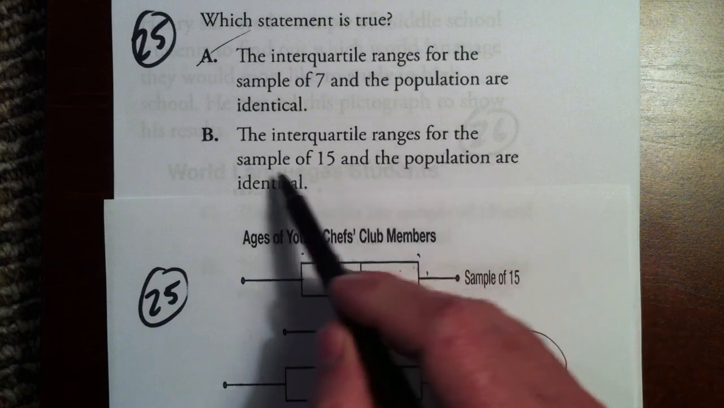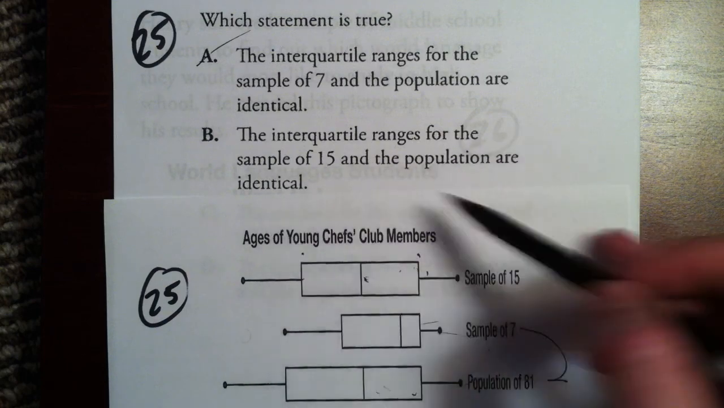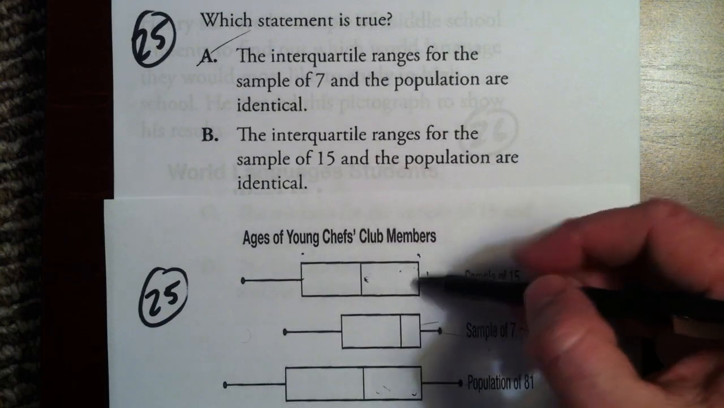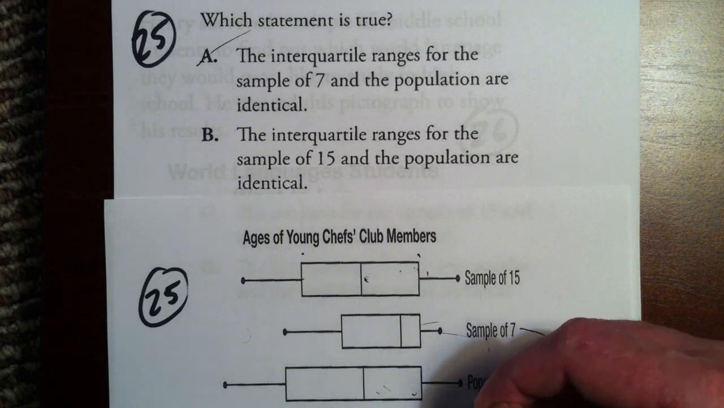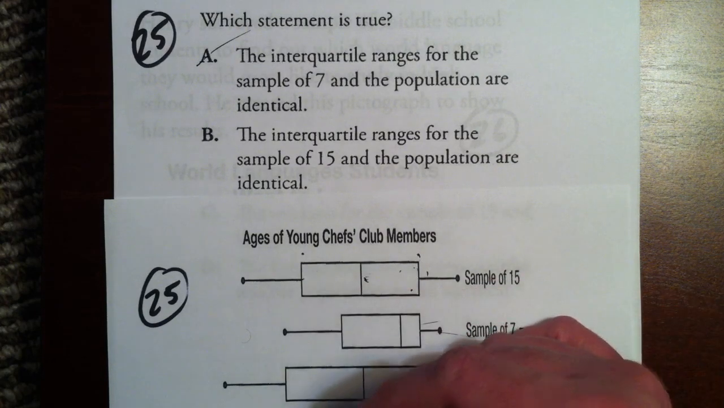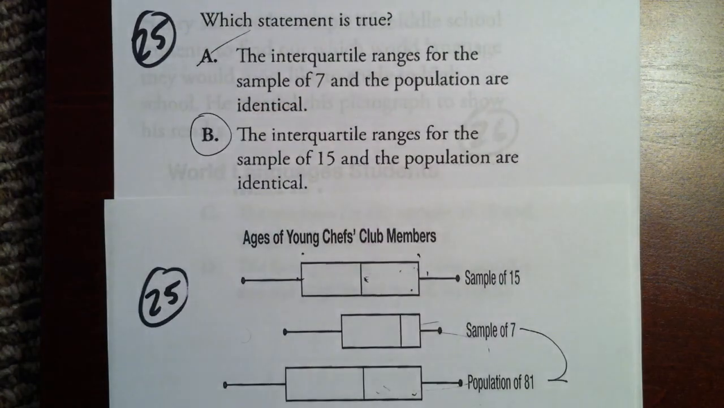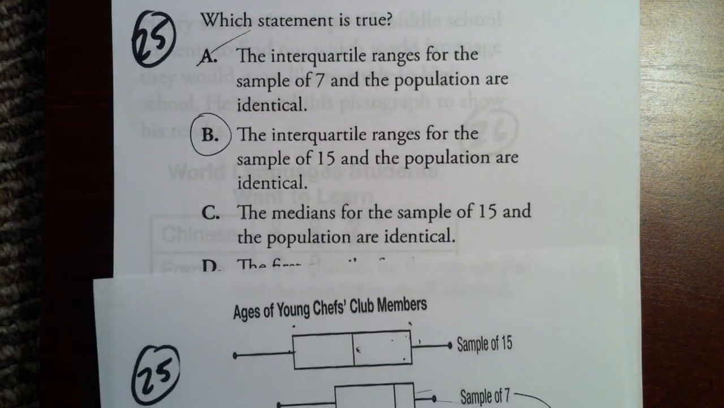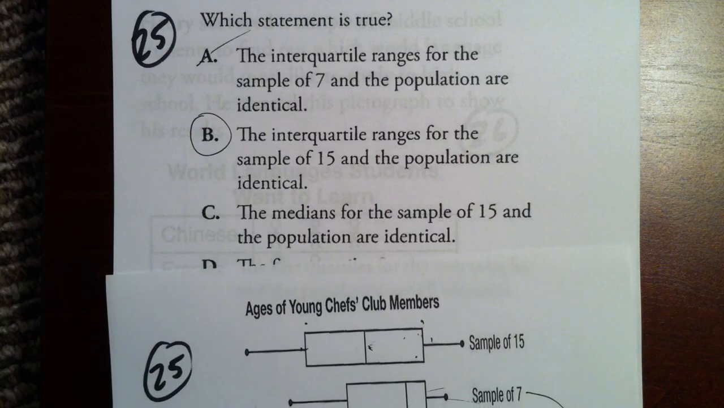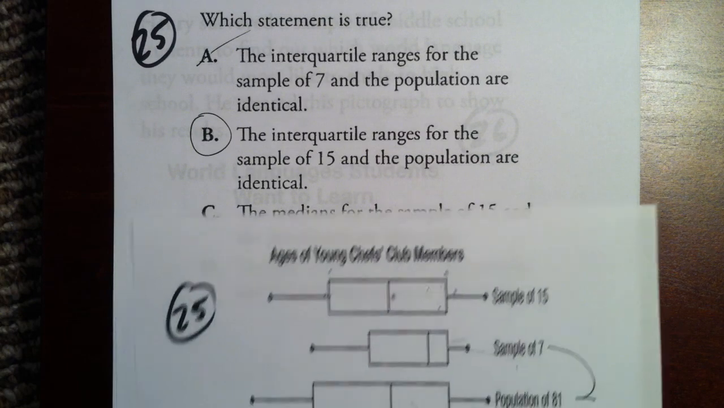The interquartile ranges for the sample of 15 and the population are identical. Well, that looks like it might be the case. This is from 20 down to 14, or 14 to 20. That looks like it might be a good option for us. Let's go ahead and take a look at the other ones, though. The medians for the sample of 15 and the population are identical.